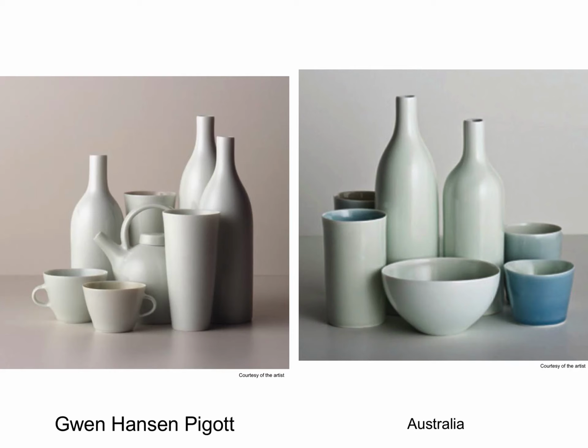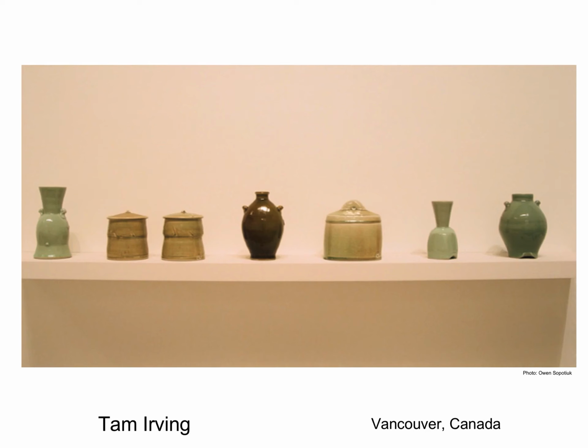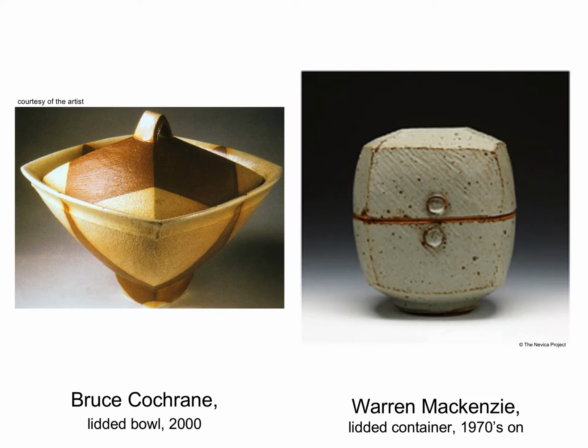And he has people following him all over the world, like Gwen Anson Piggott in Australia, through the simplification of those forms and almost a minimalist approach to making pottery shapes and assembling them into small groupings, again to create families of works that speak of, again, human experiences in interesting ways. In Vancouver, Tamer Ving would be part of this aesthetic as well. People like Bruce Cochran from Toronto or Warren Mackenzie, who was also a student of Leach in the late 50s, and so on.